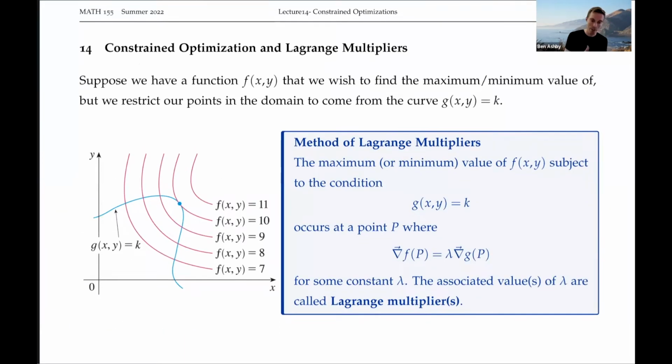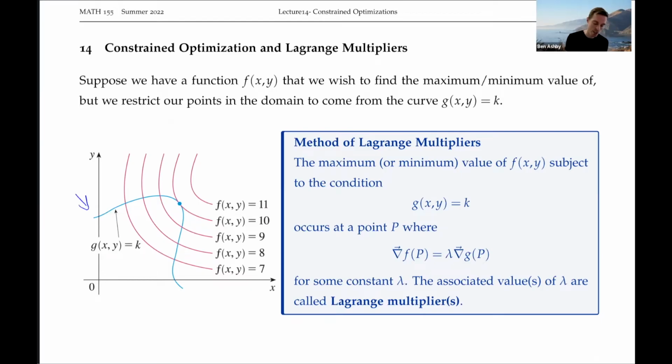Essentially, the problem is we have a function, f of x, y, and we want to find its maximum and minimum, and we could do that in general by finding its critical points. But what happens if we want to restrict that to a particular path? So if we've got this diagram down here on the left, where we have a function f of x, y shown by these level curves, and we want to find the maximum or minimum value, but we want to do it along this blue curve.